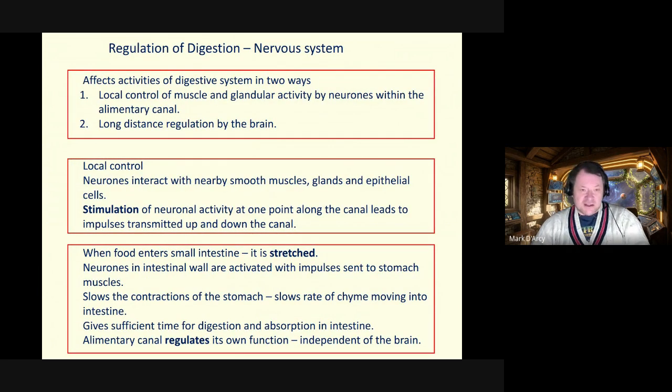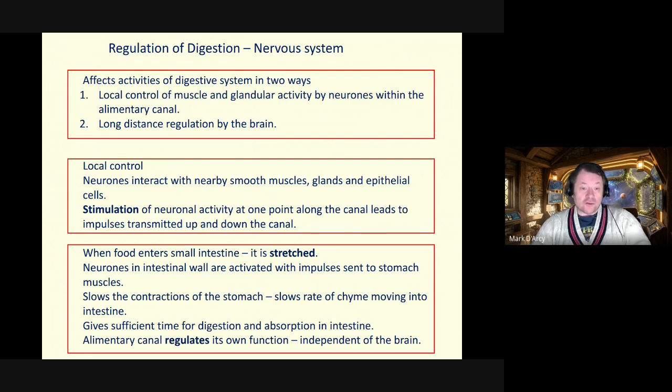The nervous system is key to this. This affects activities of the digestive system in two ways: local control of muscle and glandular activity by neurons within the alimentary canal. This is known as the enteric nervous system. Basically, the nerves in your intestinal tract are semi-independent of the rest of your nervous system. If you add up all the neurons in your gastrointestinal tract, you basically have the equivalent of a cat's brain in neurons. Then you have long distance regulation by the brain.